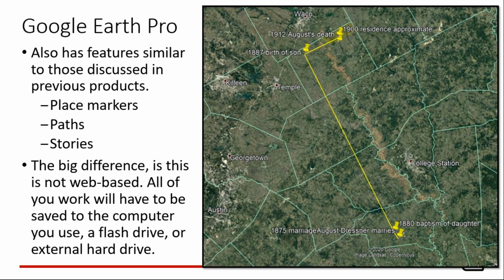Google Earth Pro also has features similar to those that we've discussed for previous softwares. So you're able to add place markers, create paths, create stories. The big difference is Google Earth Pro is not web-based. All of the work you have will be saved to your computer or a flash drive or an external hard drive. It's not automatically saved to your Google Drive.